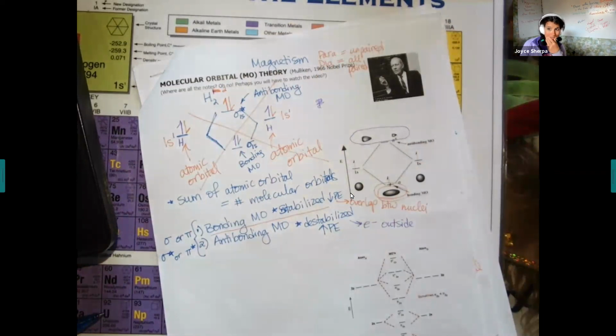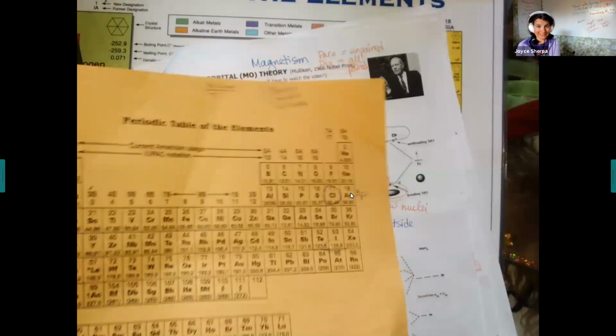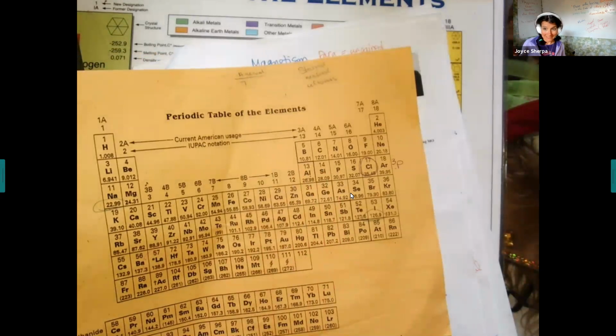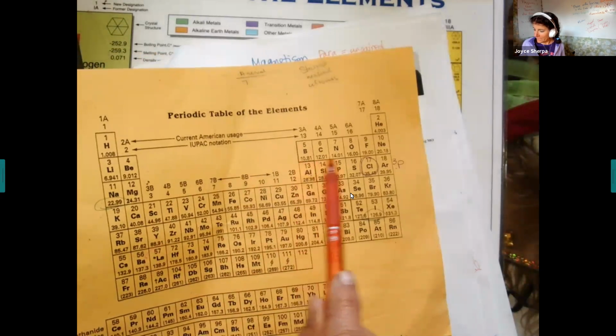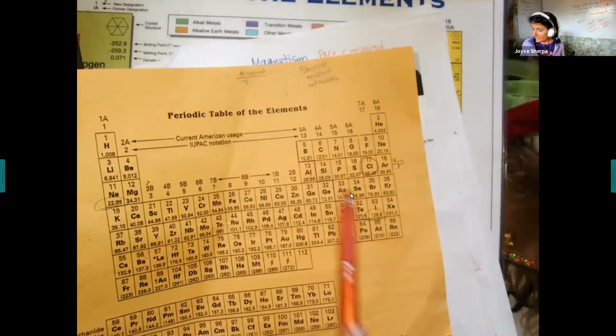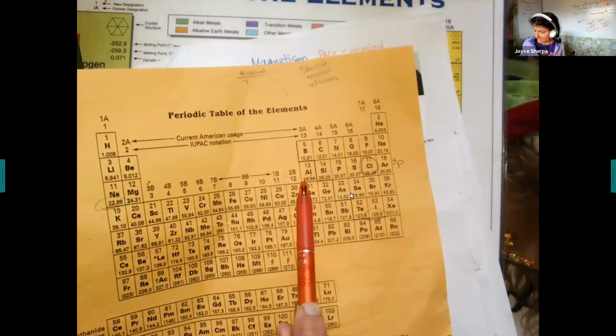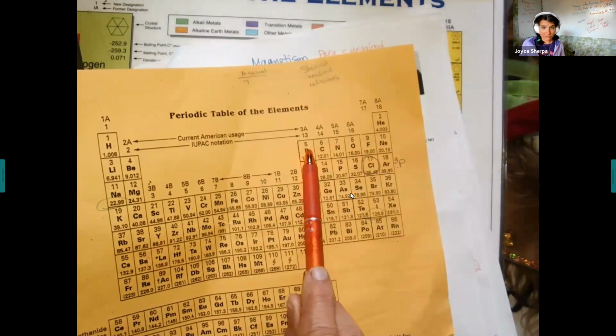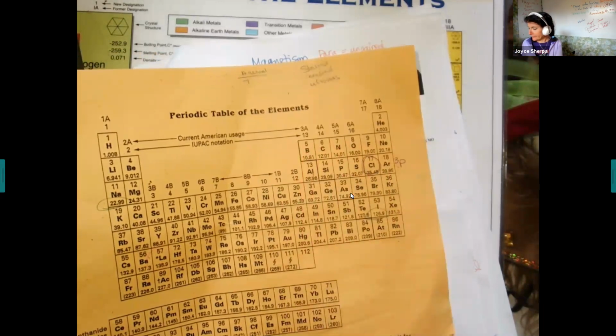So let's move into the P's. Does anybody remember where the P's are on the periodic table? We're going to do the 2 P's, so boron to neon. We can do this also with the 3 P's, so aluminum over to argon, but we're going to stick here. So just boron, carbon, nitrogen, oxygen, fluorine, neon.